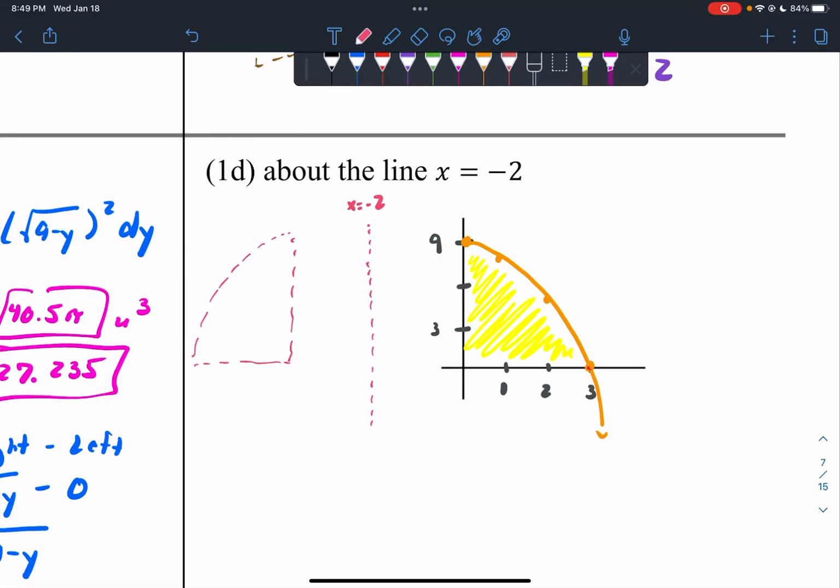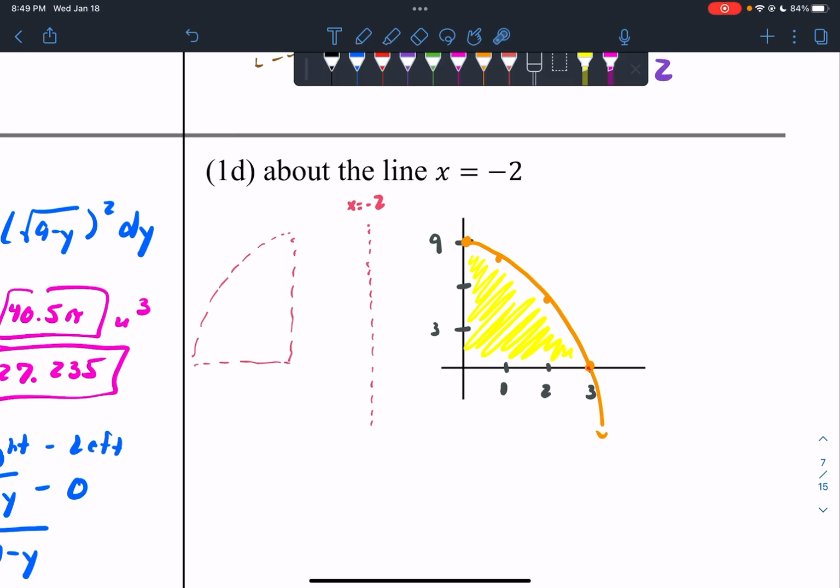Last volume question with this particular region. Now we want to revolve the same region around the line x equals -2. This is a vertical line. If we're going to revolve this way, that means I'm going right minus left, because this is my radius. If I'm doing right minus left here, that's going to be dy.